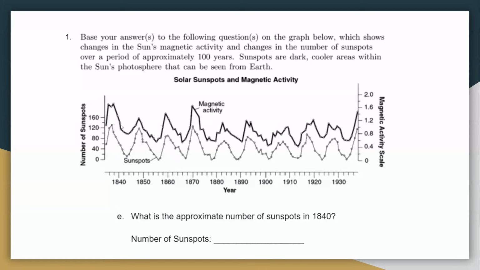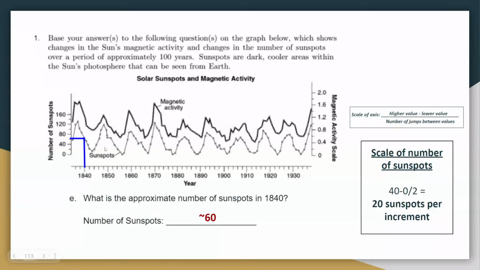I'm not going to look at the magnetic activity line because that's not what the question is asking for. So, here's 1840. I'm going to go up and look towards the left to find my number of sunspots. If I was asked about the magnetic activity instead, I would go up to the line and go towards the right to find the number for magnetic activity.